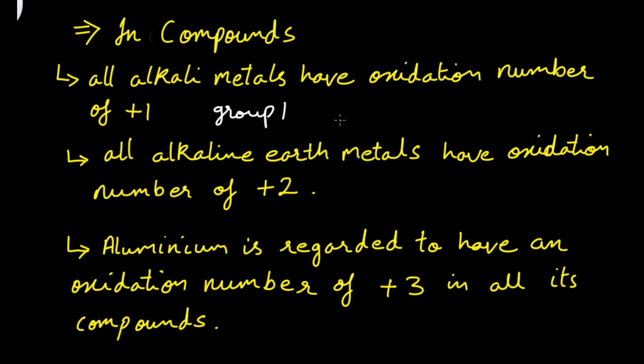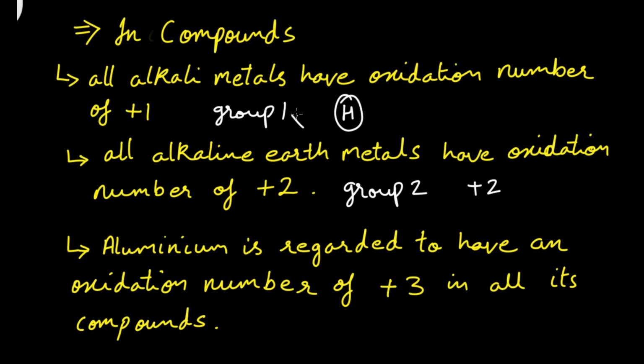Group 1 atoms will show +1 oxidation state, including hydrogen. Hydrogen will also show +1 oxidation state in most of the cases. We will talk about the exceptions later in the same video. All the alkaline earth metals have an oxidation number of +2. We are talking about group 2. Group 2 will show +2 oxidation state.